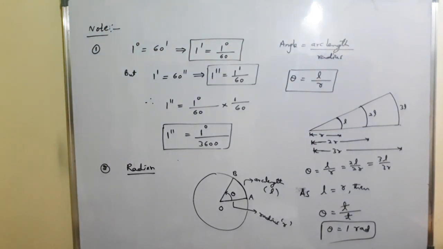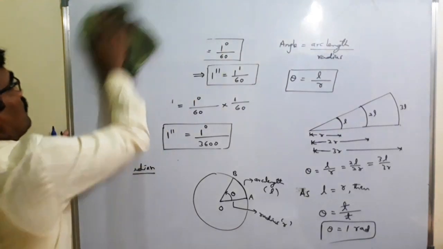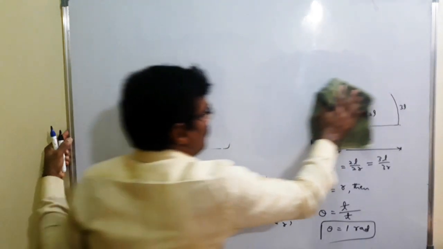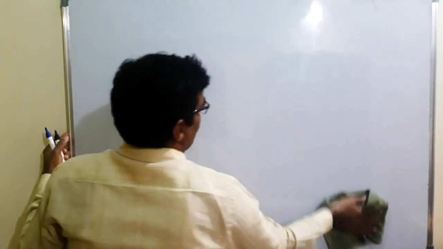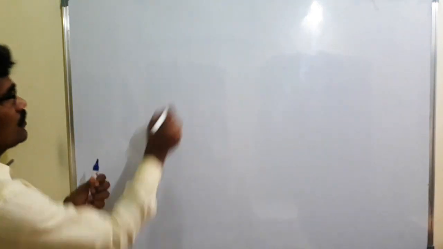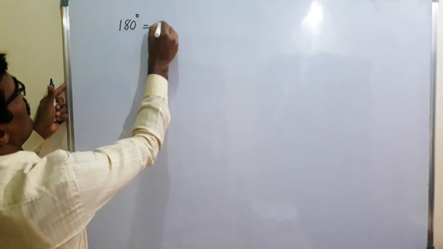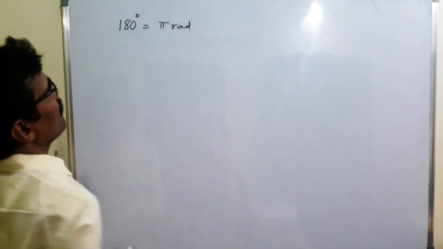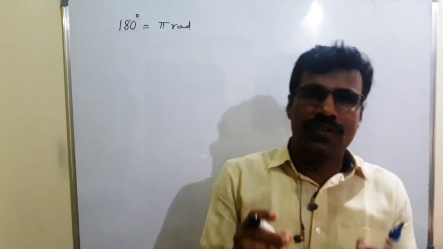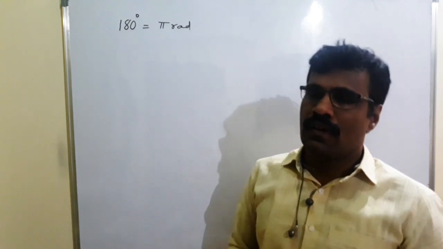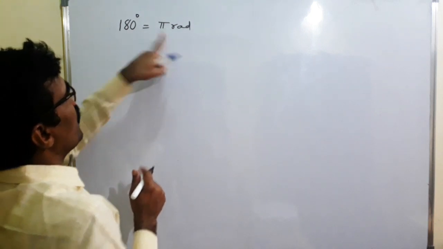Write it, all of you. I want the conversion of degrees into radian. Please students, 180 degrees is equal to pi radian. Degree is the CGS unit of angle, and radian is the SI unit of angle. So 180 degrees equals pi radian.